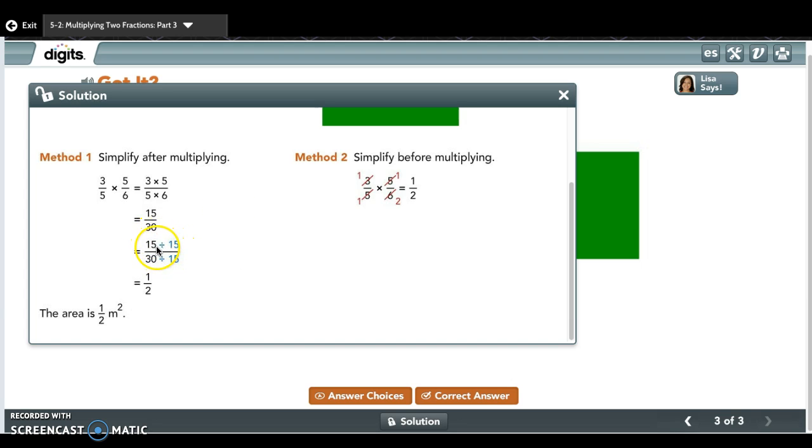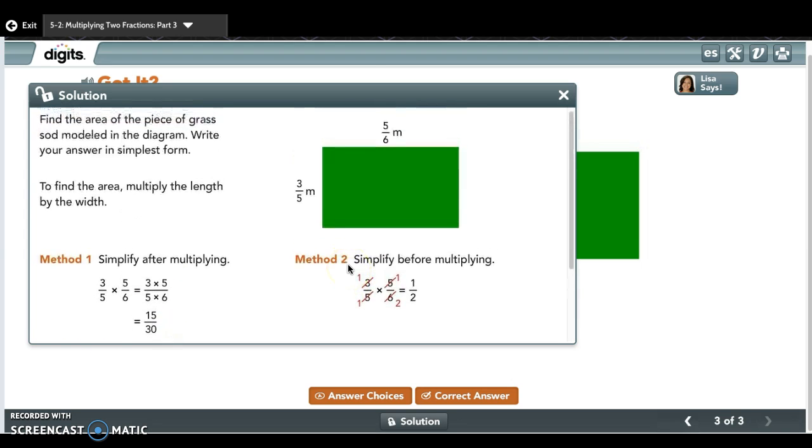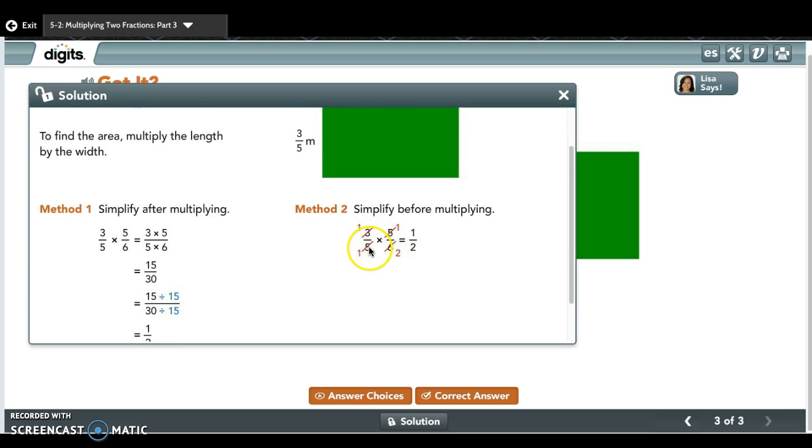What's the biggest number you can pull out of 15 and 30? Well, you can pull a 15 out of both of them. So 15 divided by 15 is 1, 30 divided by 15 is 2. So the area is 1/2. Method 2, exact same thing: 3/5 times 5/6, but now we're going to simplify.